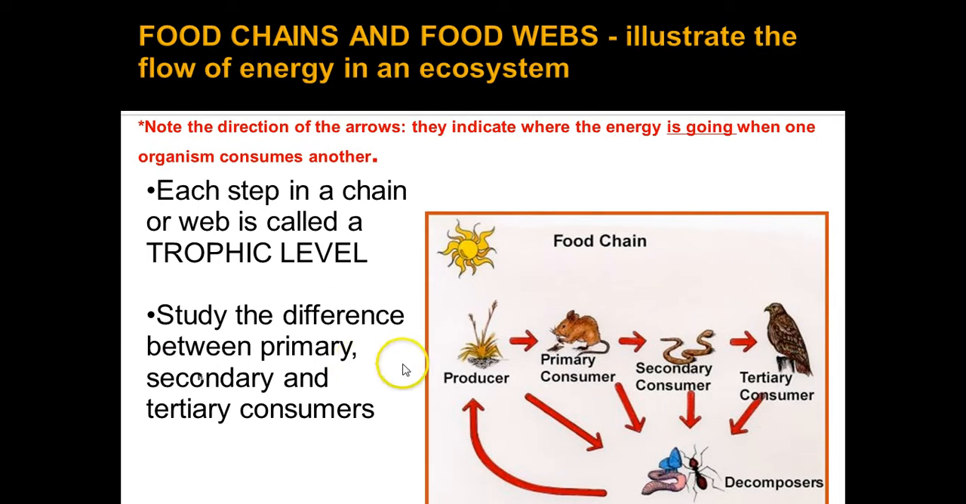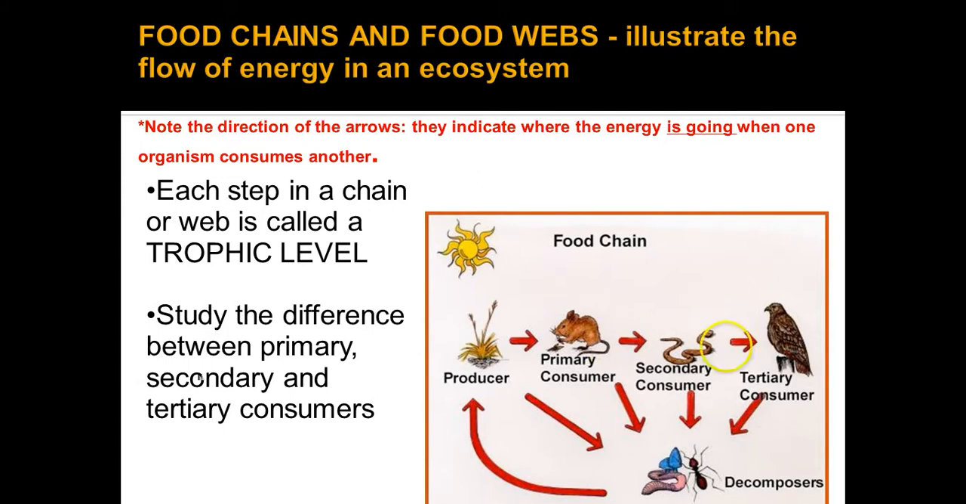You can see in this basic food chain that we start with a producer. The arrow points to where the energy is going when one organism consumes another. So the producers in this food chain are the plants. They, remember, get their energy from the sun. And then they pass their energy to the primary consumer. Primary means first. So this would be the first consumer in the food chain. In this picture, it's a mouse. The mouse eats the plant, so the energy passes from the plant to the mouse.